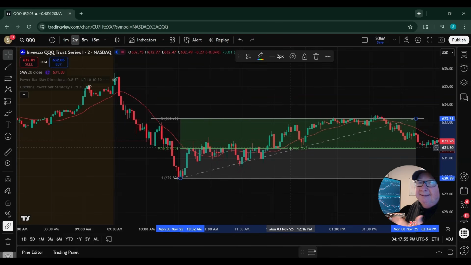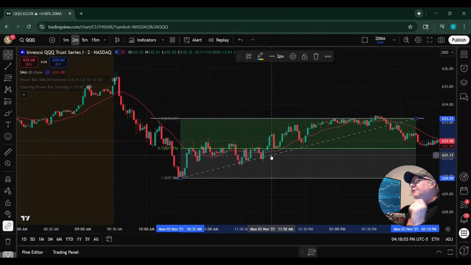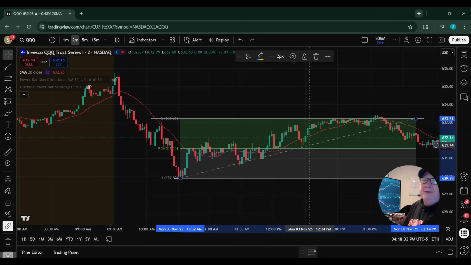And again, this is a shout out to ICT methodology for this 50% method in a range. So what you want to do once you've marked your range is take only long trades in the bottom half of the range and short trades in the top half of the range. So now what you basically said is, I'm going to trade the intraday range at this point.